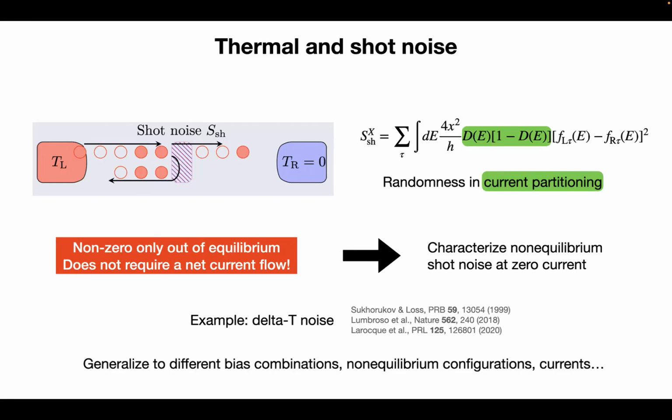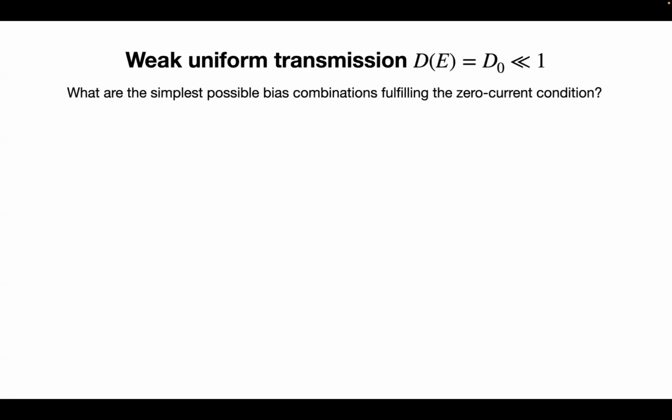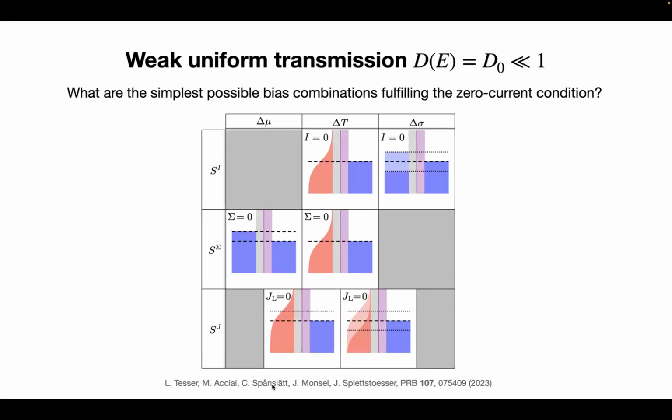So the first thing is that we want to, as I said, generalize to different bias combinations on an equilibrium configuration and different current, rather than what was provided in this paper, which was about charge transport under a pure temperature gradient. So the first thing we did is we consider the simplest case, constant transmission. So you have a uniform probability to be transmitted, and we ask what are the simplest possible bias combinations that fulfill the zero current condition.